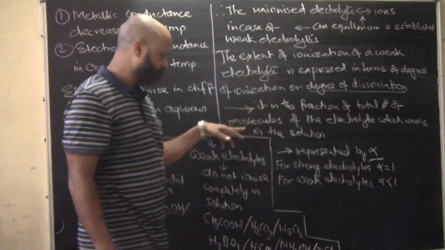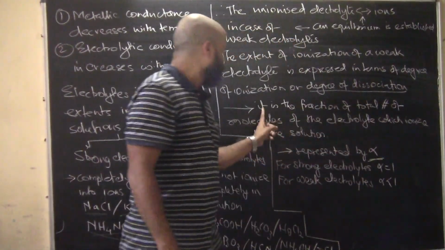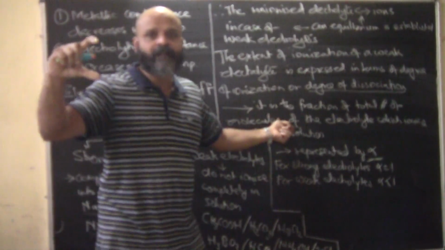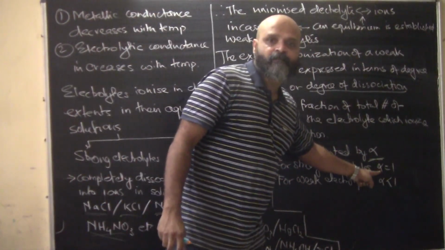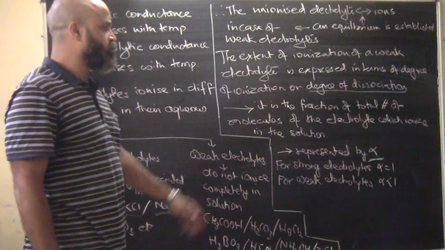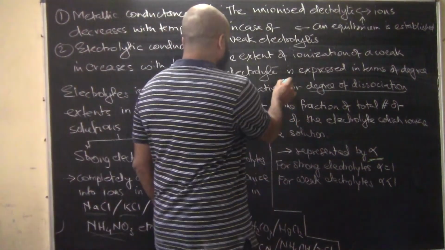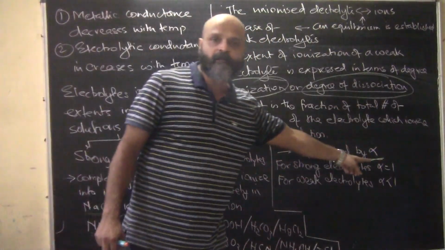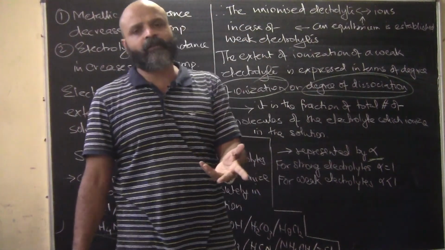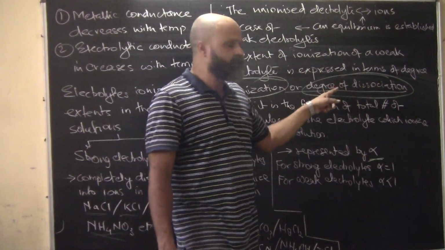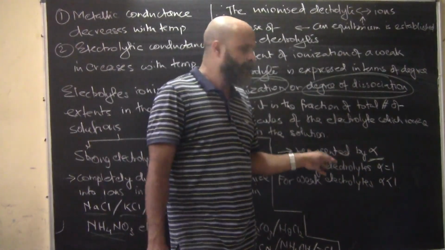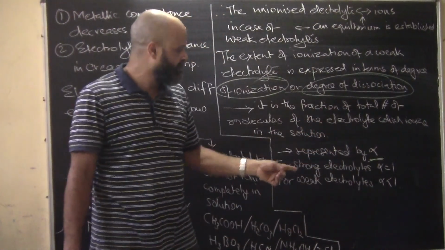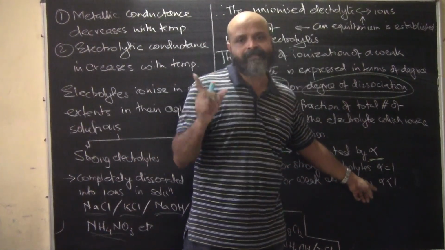So if you see the alpha part, alpha is the fraction of the total number of molecules which have dissociated to form ions. It is represented by the degree of ionization, or we also call this the degree of dissociation, and this is called alpha. In the case of strong electrolytes, obviously 100% dissociation happens, so this fraction is going to have a value of 1. In the case of weak electrolytes, 100% dissociation is not going to happen, so obviously the value of alpha will be less than 1. This is how it goes.